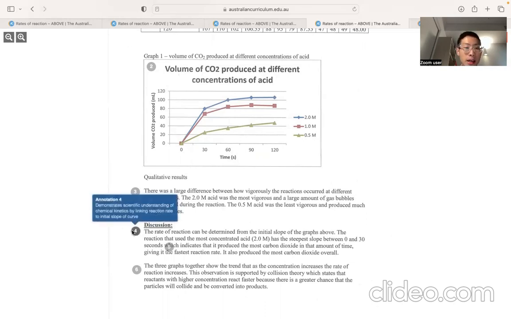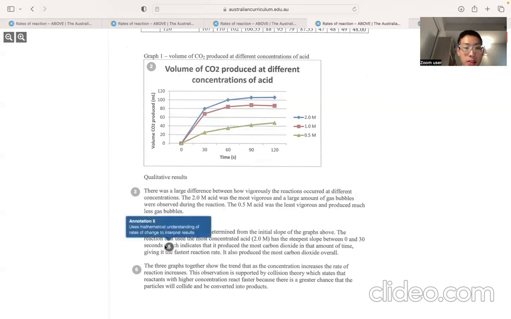bubbles. Now, once the experiment is done, the student has moved on to its discussion. And so his or her discussion demonstrates scientific understanding of chemical kinetics by linking reaction rate to the initial slope of the curve. So the student has used the words steepest slope with the most, and associated it with the most carbon dioxide, and therefore the fastest reaction rate. So he has used mathematics in this way of talking in his discussion.